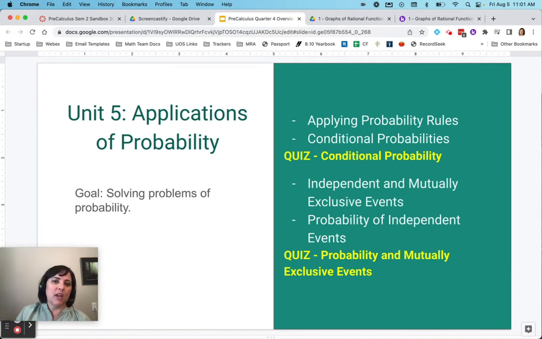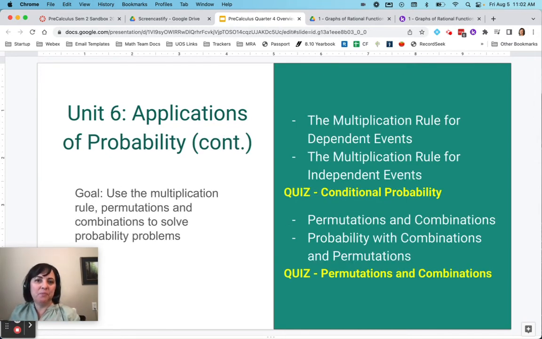Then we're going to do applications of probability. So we're going to do probability rules and conditional probability, and then have a quiz, and then independent and mutually exclusive events and probability of independent events, and then take a quiz. So those are kind of fun problems, like what's the probability of drawing a jack in a deck of cards versus a red card?